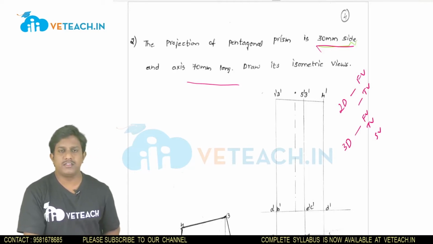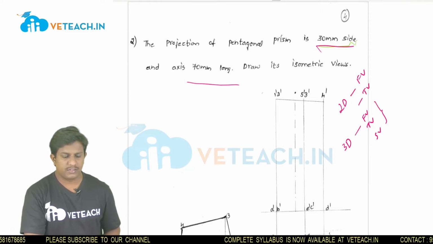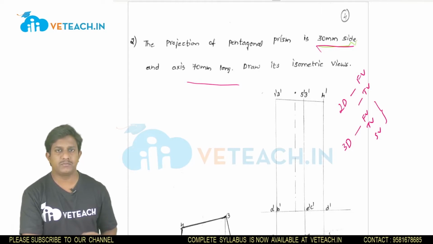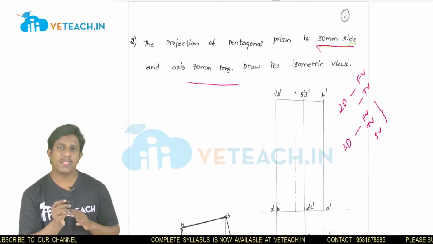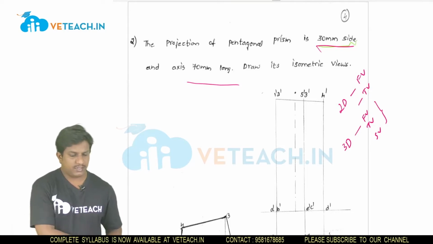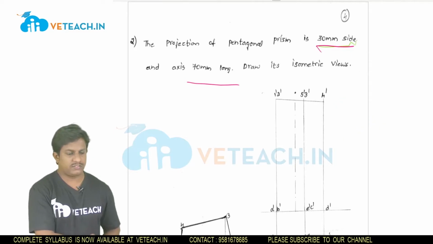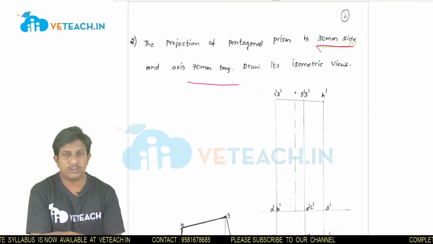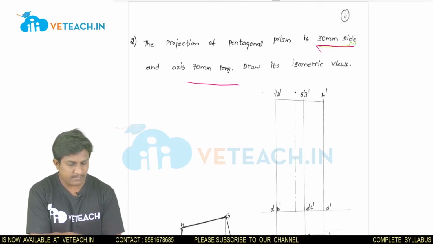This is a very important chapter in the engineering drawing subject. We need to solve both 2D and 3D diagrams, that is 2D to 3D, ortho to iso and iso to ortho. Let's see how to draw the basic diagram in isometric views. This is a question given in the university paper. The projection of a pentagonal prism is 30 mm side and axis 70 mm long.